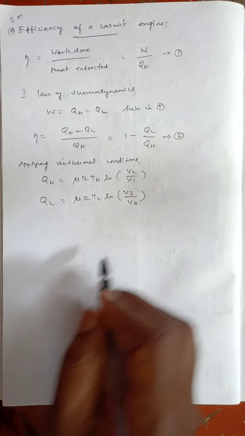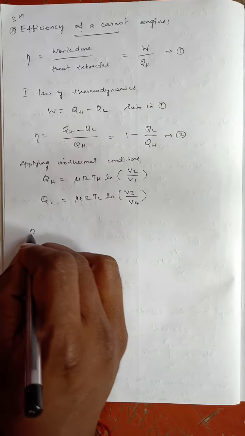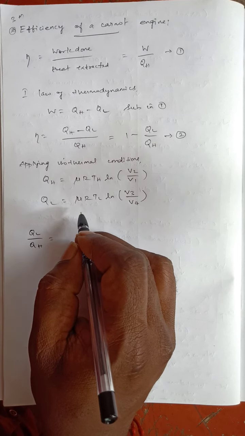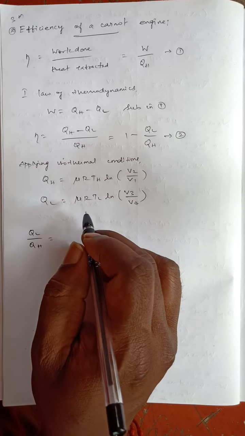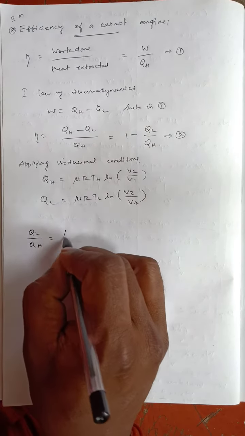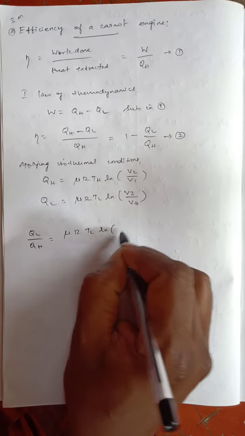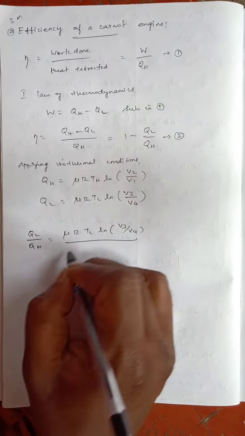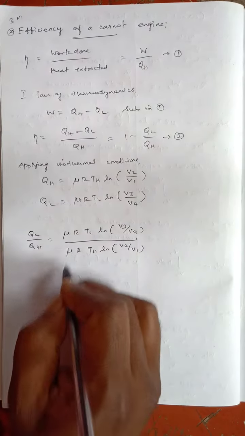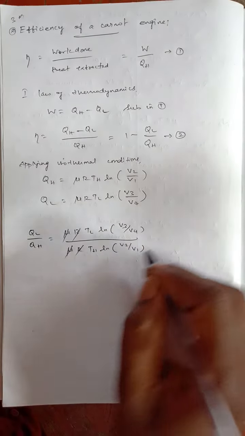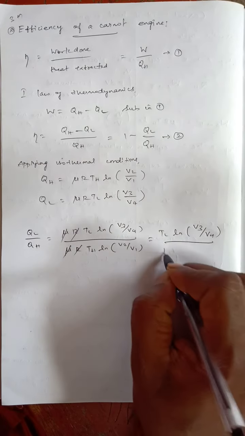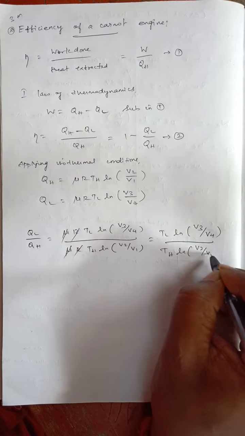Okay. So we have to divide these two. QL by QH is equal to mu R TL ln V3 by V4 divided by mu R TH ln V2 by V1. Mu cancels, R also cancels. We have only these two equations: TL ln V3 by V4 divided by TH ln V2 by V1.